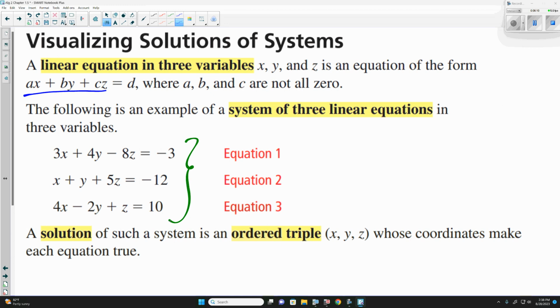And a solution for a 3-variable system of equations is an ordered triple of the form x, y, z. X will always be first, y will always be second, z is always third. And that's mainly because we always put them in alphabetical order. So if we're looking for x, y, z, x first, y second, z third. If they gave us the variables a, b, c, a's value would go first, b second, c third. We do it in alphabetical order.